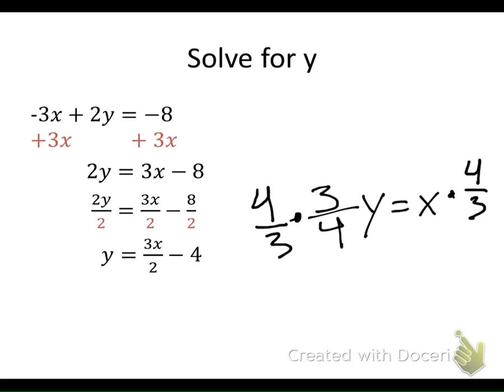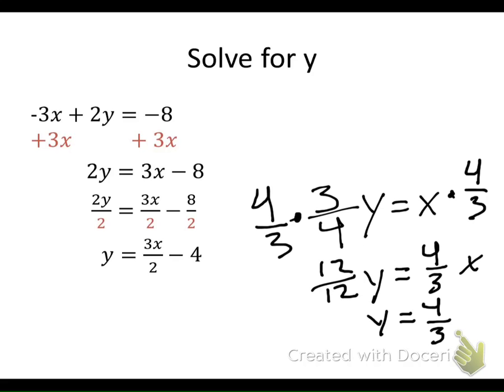All right, so now I get 4 times 3, well, that's a 12. 3 times 4, that's a 12. Okay, and 12 divided by 12 is a 1. 1 times y is just y. Okay, so when you encounter a fraction, that's how you can deal with it. All right, so this is the end of the solve for y segment.